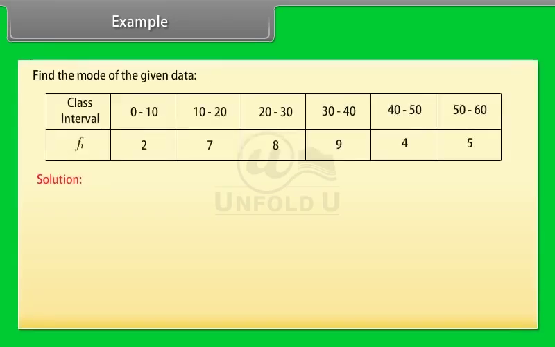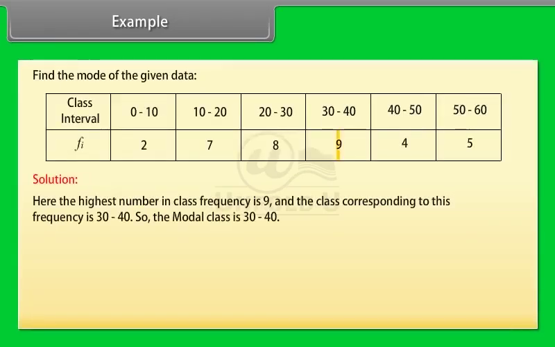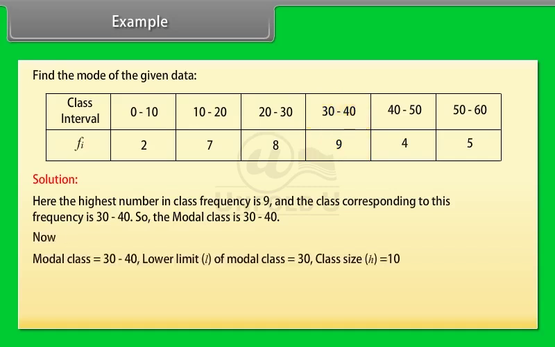Example: find the mode of the given data. Solution: here the highest number in the class frequency is 9, and the class corresponding to this frequency is 30 to 40. So the modal class is 30 to 40. Now, modal class is equal to 30 to 40. Lower limit L of modal class is equal to 30. Class size h is equal to 10.